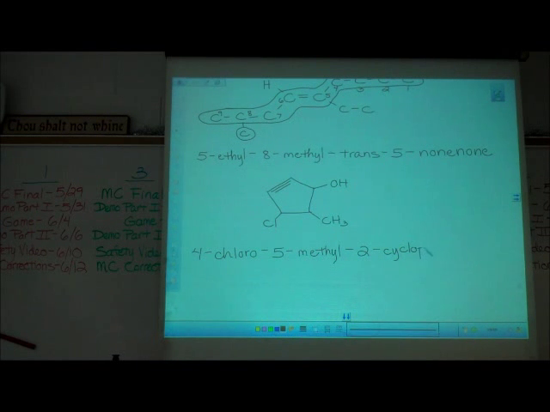Cyclo just means it's not a chain of carbons, it's a shape. These are called cyclic molecules.